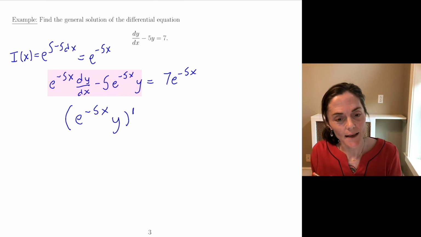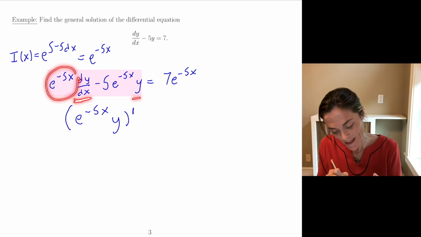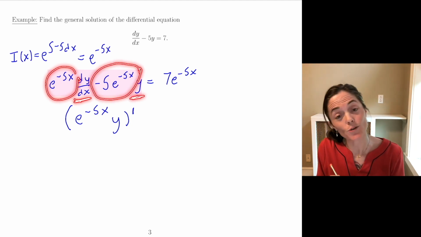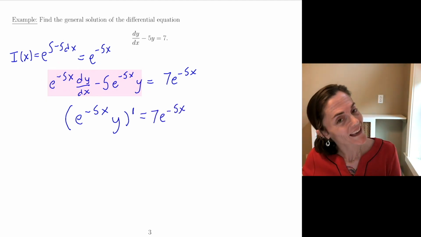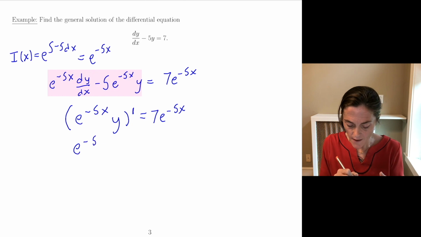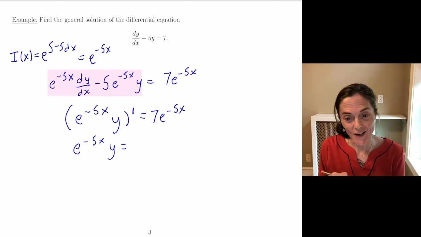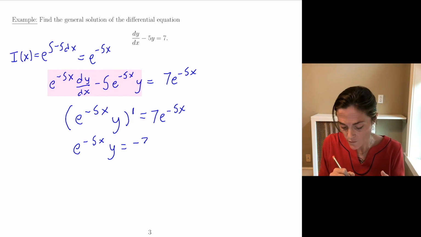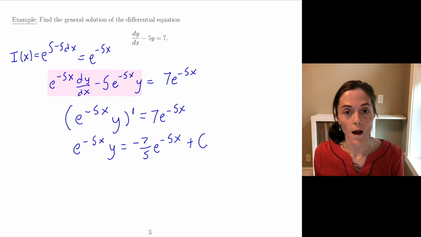You can always check. You see, we have first derivative of the second, and then plus the second. This part is derivative of the first. You think about the chain rule. So we integrate both sides. The left-hand side becomes e to the minus 5x y, and the right-hand side, when you integrate, we have a negative 7 over 5 e to the minus 5x plus c. Final step, solve for y.